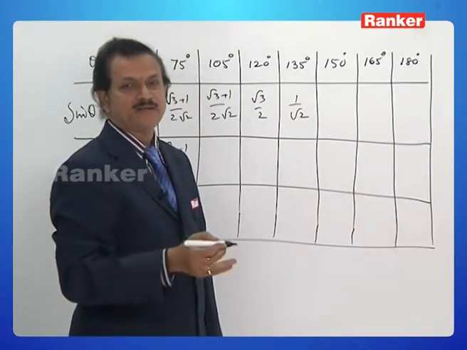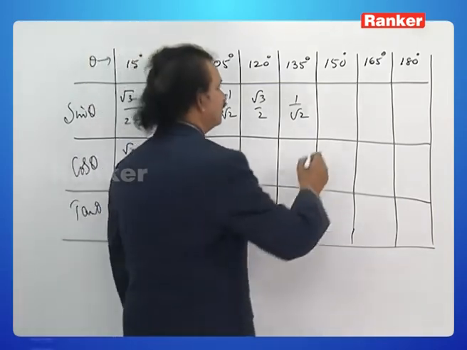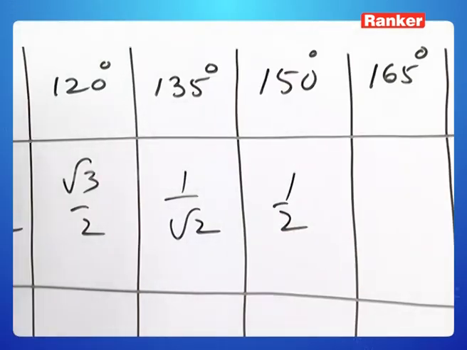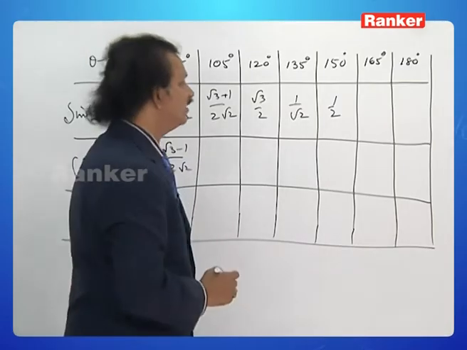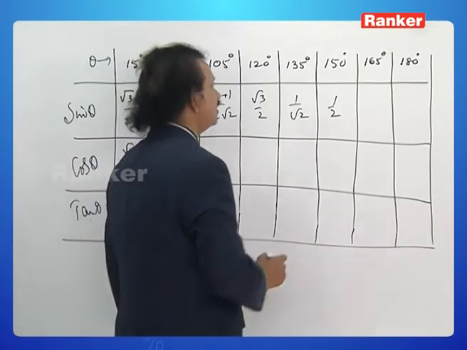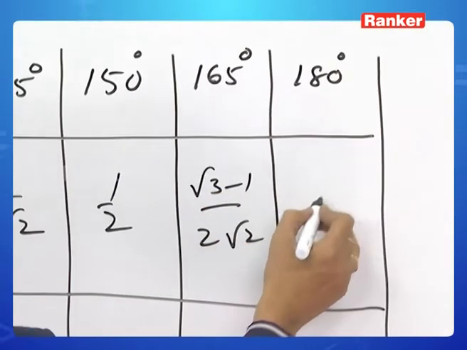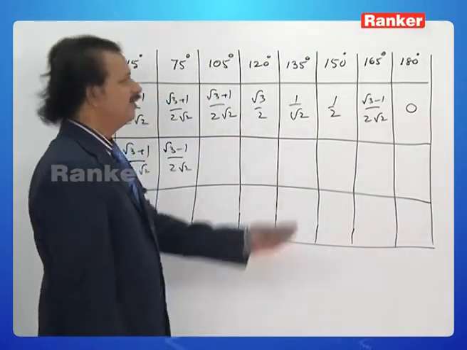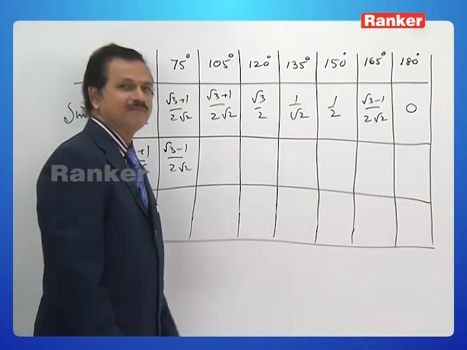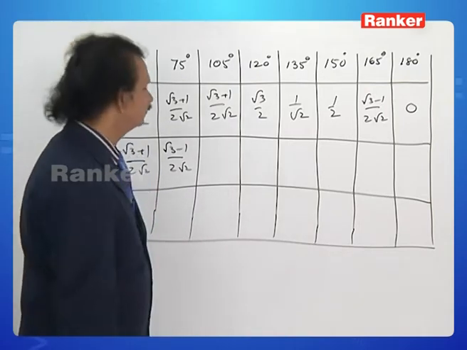150 degrees and 30 degrees are supplementary. So, sine 150 degrees is equal to sine 30 degrees. Hence, it is 1 by 2. 165 degrees and 15 degrees are supplementary. Therefore, sine 165 is nothing but sine 15. Hence, it is root 3 minus 1 by 2 root 2. And as you all know, sine 180 is 0. Even 180 degrees and 0 degrees are supplementary. Hence, sine 180 is nothing but sine 0. Hence, it is 0. Good.